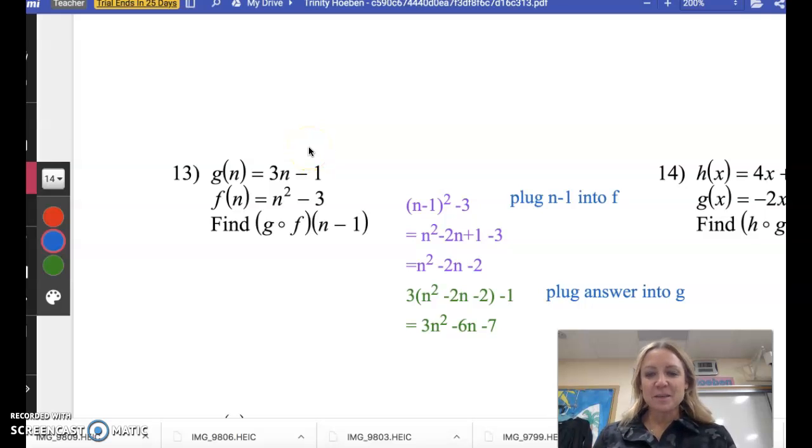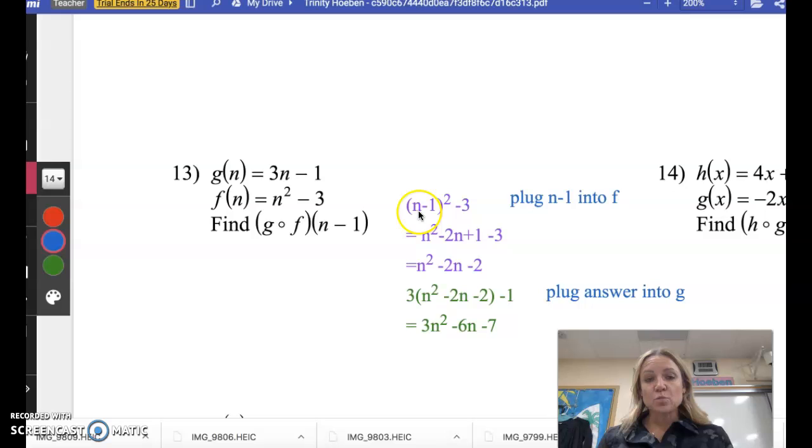This is pre-calculus assignment number 21. We're working on problem 13. So we're going to take this n minus 1. We're going to plug it into the f function first to get an answer. And then whatever answer we get, we're going to take it and plug it into the g function. So the n minus 1 plugged into the f function.